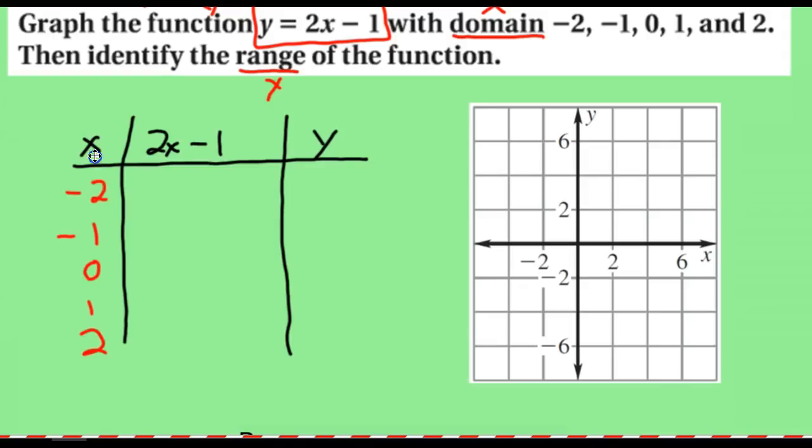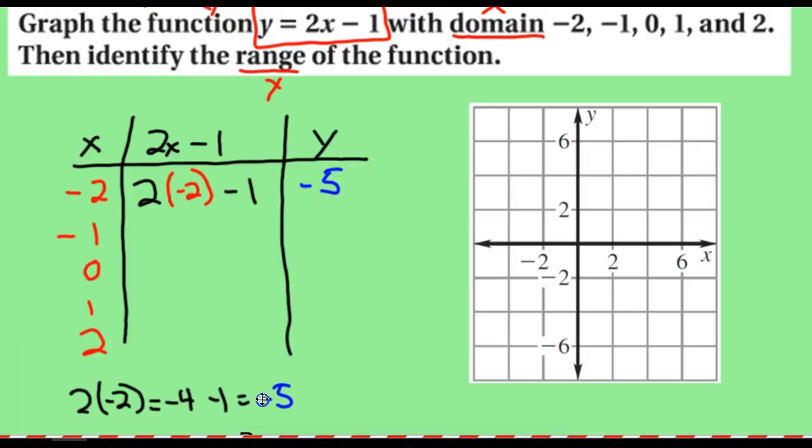Now what this means is that I now know what x is. So I don't need this x here in the middle anymore. So what I can do then is 2, instead of x, I can put a -2, minus 1. 2 times -2 is -4. Then -4 minus 1 gives me a -5. So our -5 is our y.